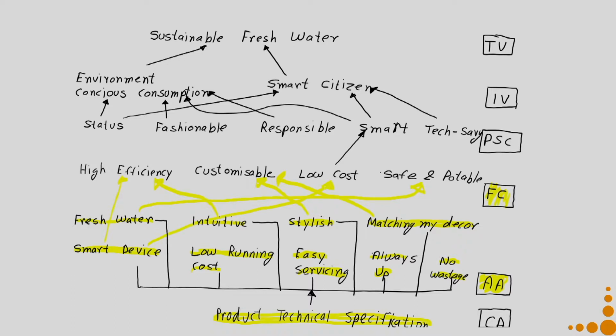As soon as I connect my smart device to low cost, in my product specification I will have to have things so that because of the smartness, cost reduces. I can also connect my smart device to, say, customizability. Because it's smart, that's why it is customizable. Then it has certain other implications on the product specification. Low running cost leads to low cost. Low running cost can also be related to customizable, which means depending on the family's requirement, my low running cost can mean different things. I can also combine low cost to high efficiency.